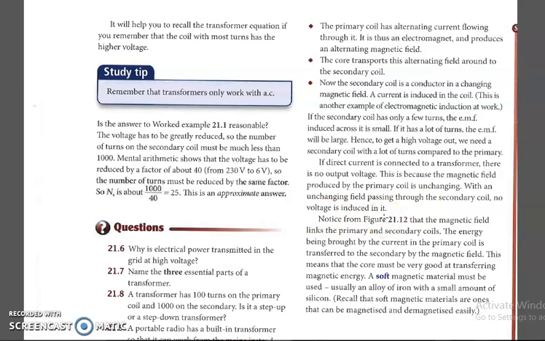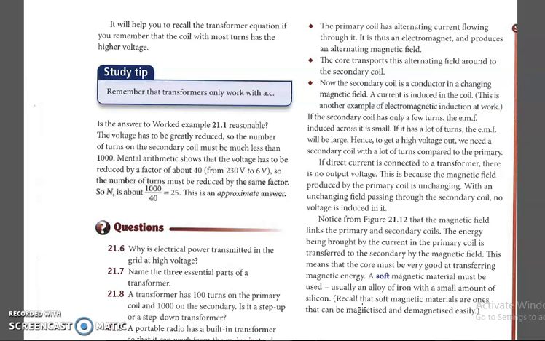Notice from figure 21.12 that the magnetic field links the primary and secondary coil. The energy brought by the current in the primary coil is transferred to the secondary coil by the magnetic field. This means the core must be very good at transferring magnetic energy. A soft magnetic material must be used, usually an alloy of iron with a small amount of silicon.